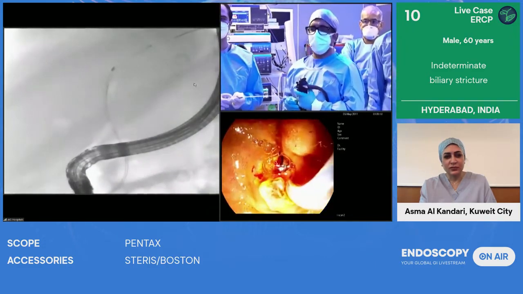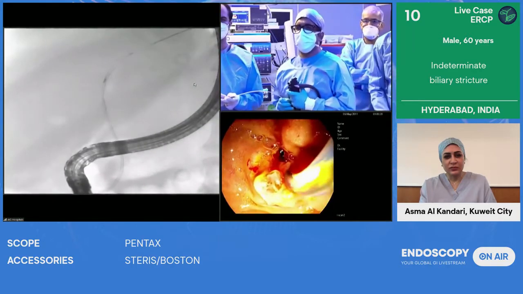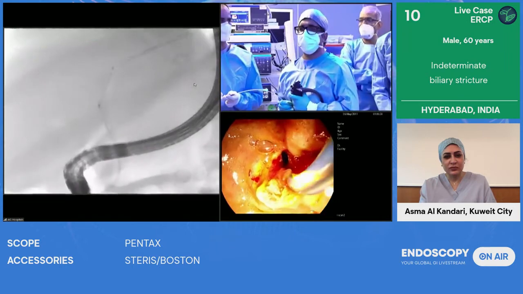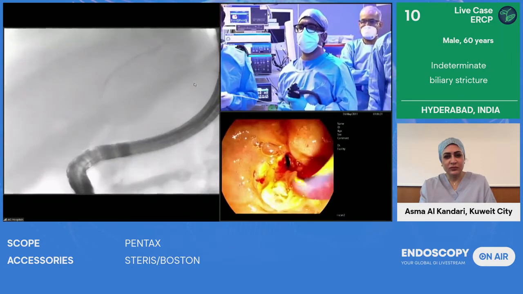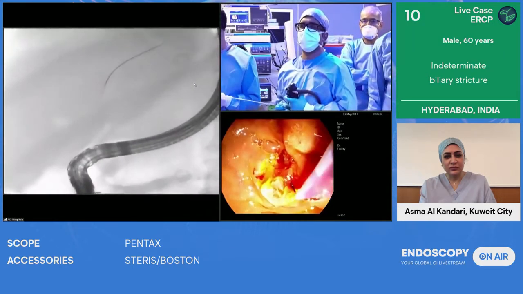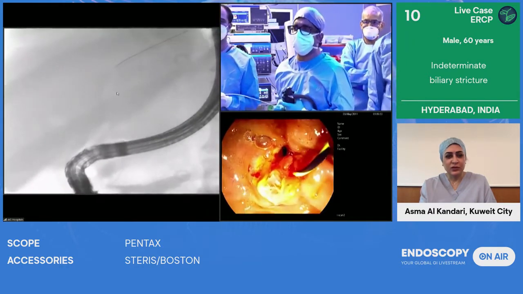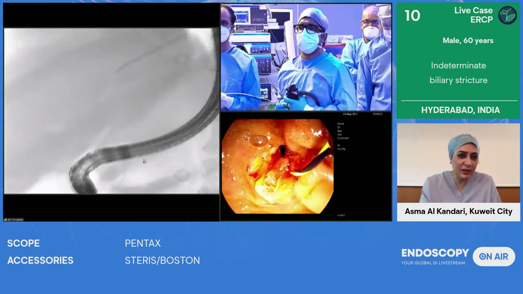I want a cholangiogram. We did an air cholangiogram. Could you see the air cholangiogram there? Yeah, I can see the air.